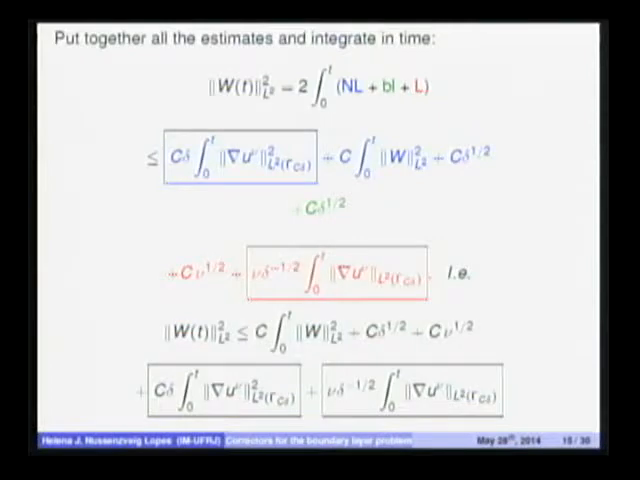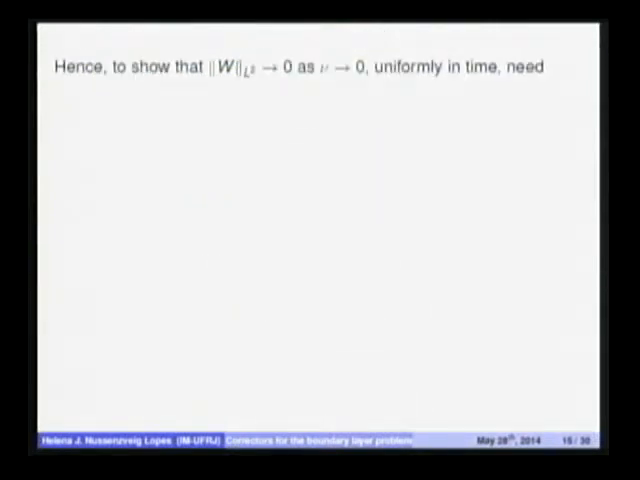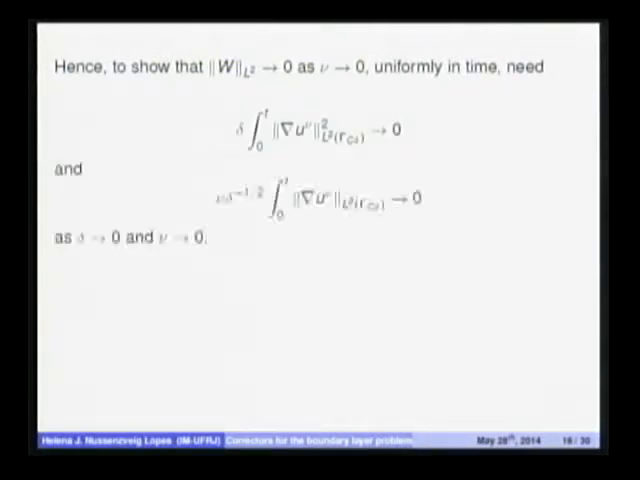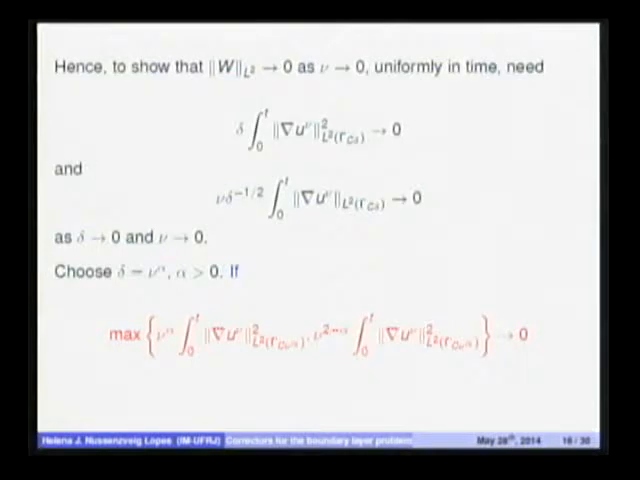i.e. the L2 norm of W squared is bounded by this Gronwall-type term plus something that's small plus these two, quote, bad terms. So to show that W goes to 0 as nu goes to 0 uniformly in time, what you need is that this integral here goes to 0 and this goes to 0 when delta and nu both vanish. Since delta is vanishing with nu, let's just take delta to be some power of nu. And therefore, what we need is that the max between these two quantities vanish when nu goes to 0.